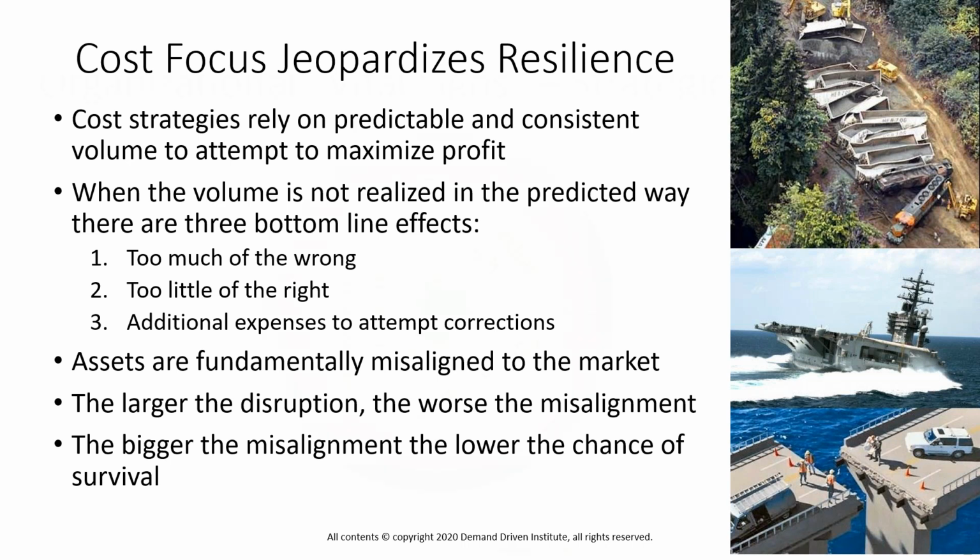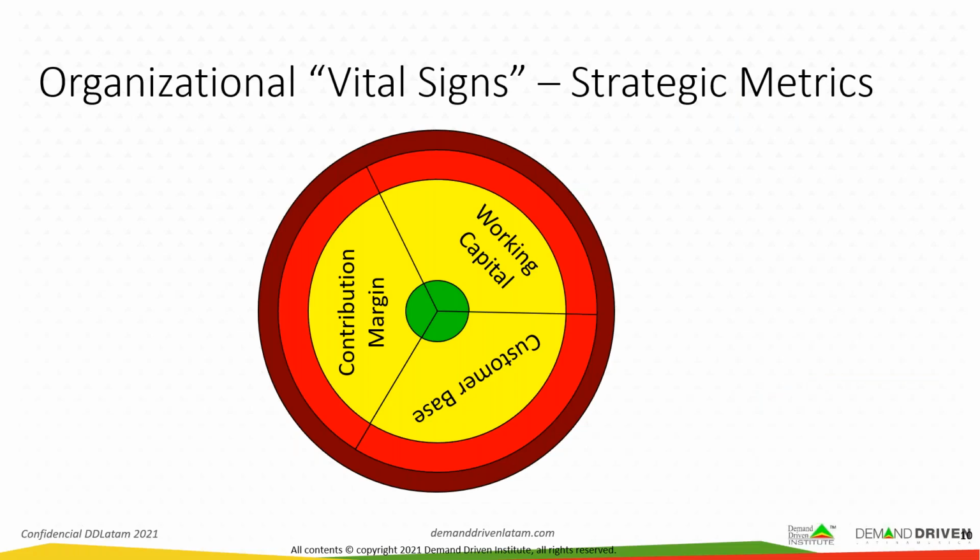What are the organization's vital signs? If you think about it, as you go into the hospital or the doctor's office, the first thing they do is take your pulse, look at your blood pressure, see how many times you're breathing, and take your temperature. That's a human vital sign. But our organization also has vital signs, and these are the strategic metrics.